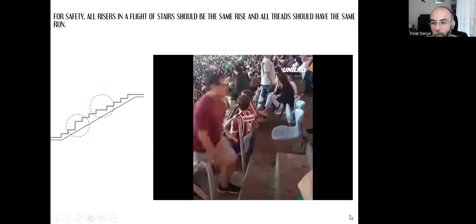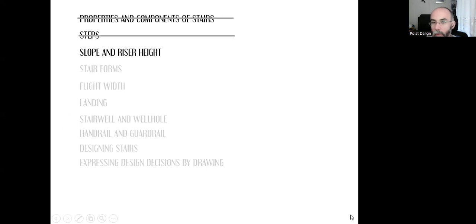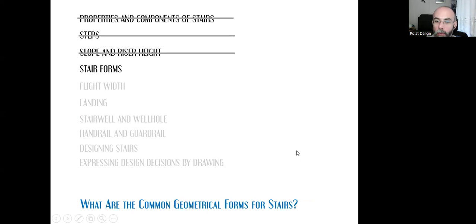So it's very dangerous. We need to be careful about that. There can be different geometrical forms for the stairs, and we have some common types.